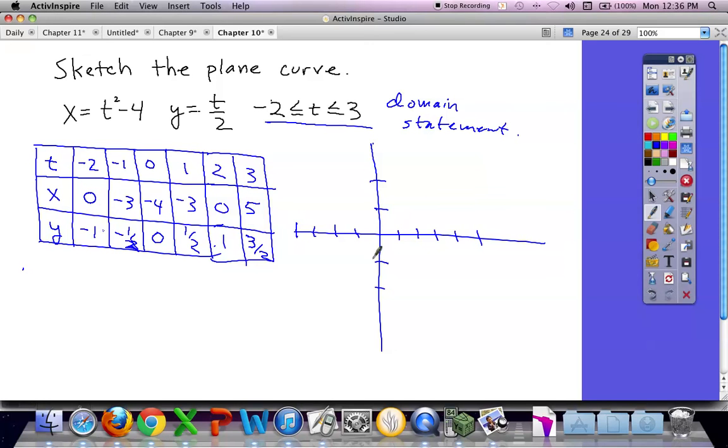0, -1. -3, 1/2, -1/2. -4, 0. -3, +1/2. 0, 1. And 5, 3/2.